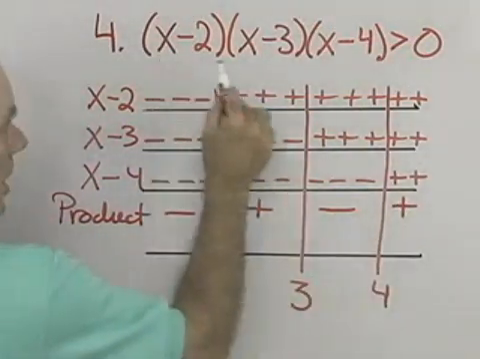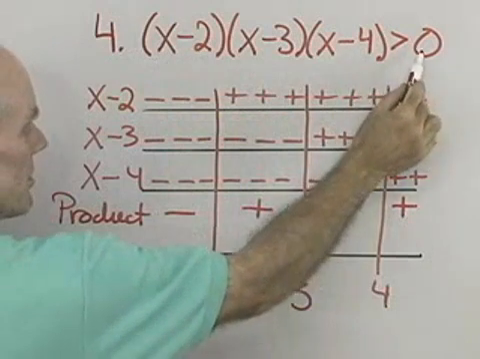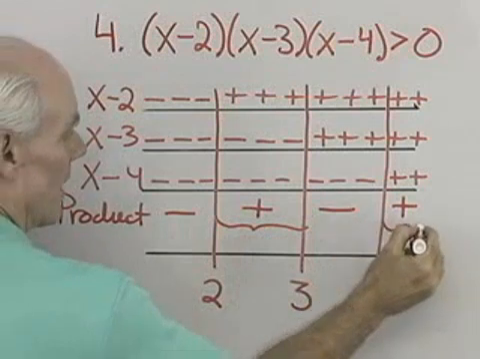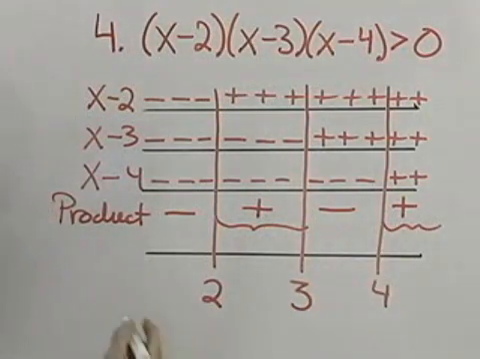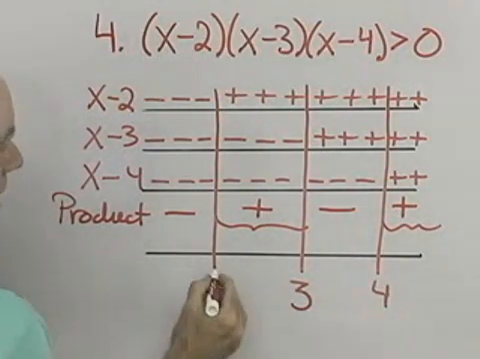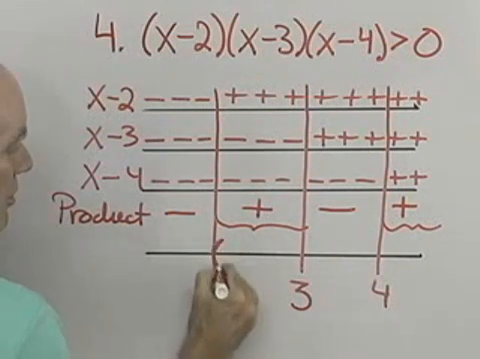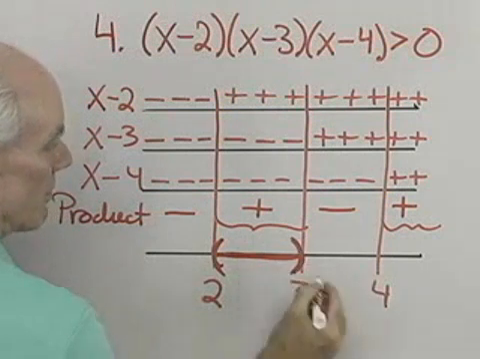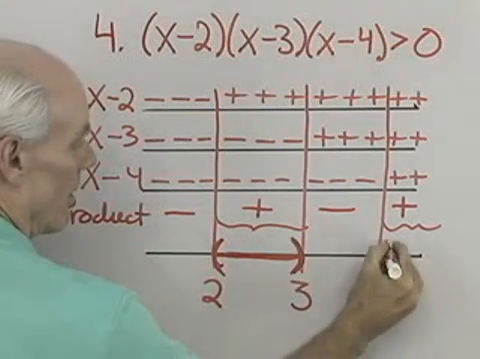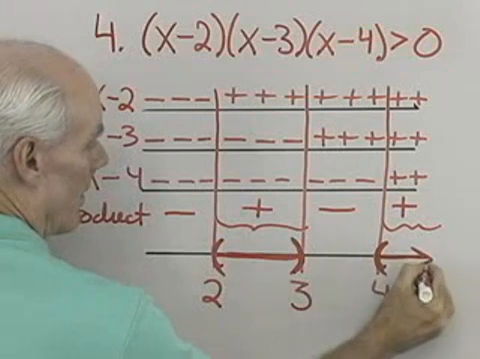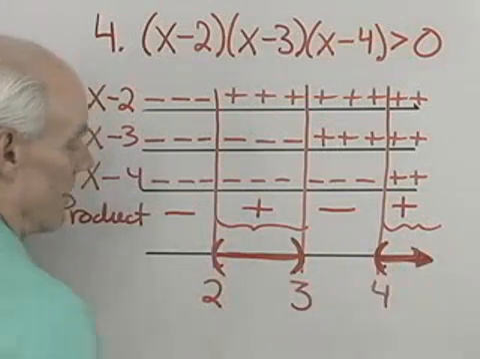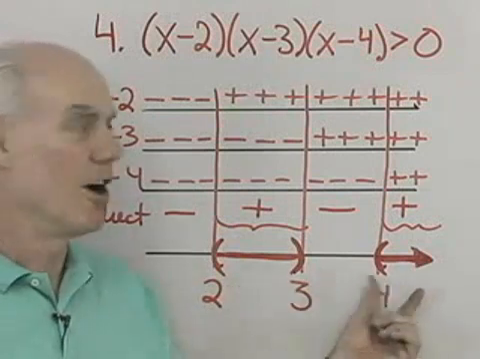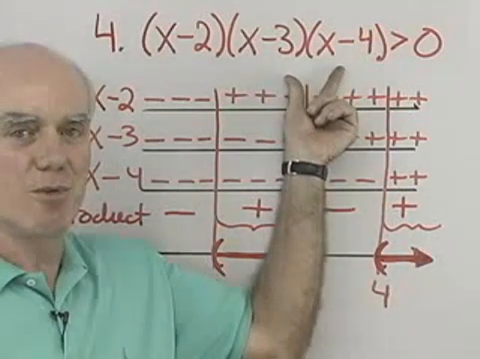So I want the product of these three factors to be greater than 0. I want it to be positive, so I'm going to look in here and then also out here for my solution set. So let's see, I'll go from 2 up to 3, not including 2 and not including 3, and then I'll go from 4 on up. So how does that look? All the real numbers between 2 and 3 or above 4 are numbers that satisfy this original inequality.